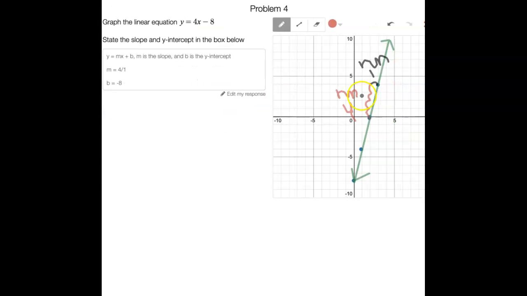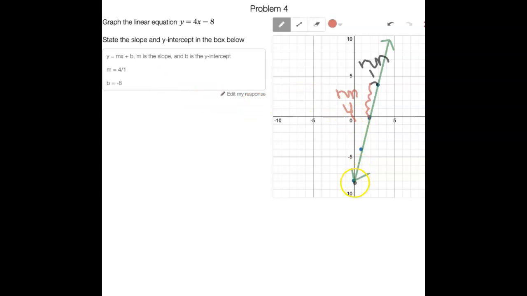Next one, same thing. So your slope and your y-intercept. Your y-intercept, begin at negative 8, that's b, and then your m, your slope, 4. So make it a fraction, that way you can rise and run. If it's a whole number like 4, put it over 1, and then graph. So you graph, begin by going to negative 8.